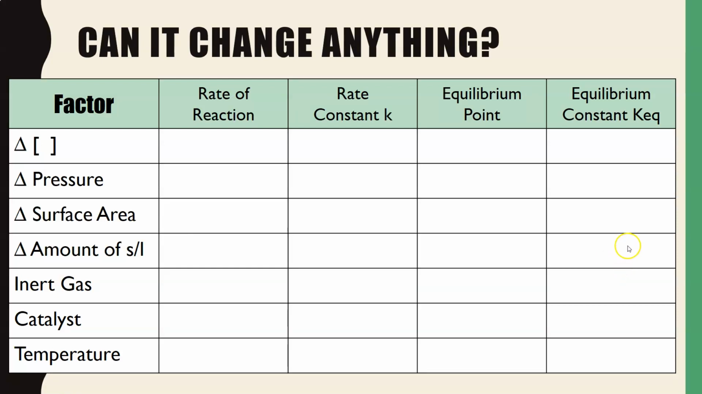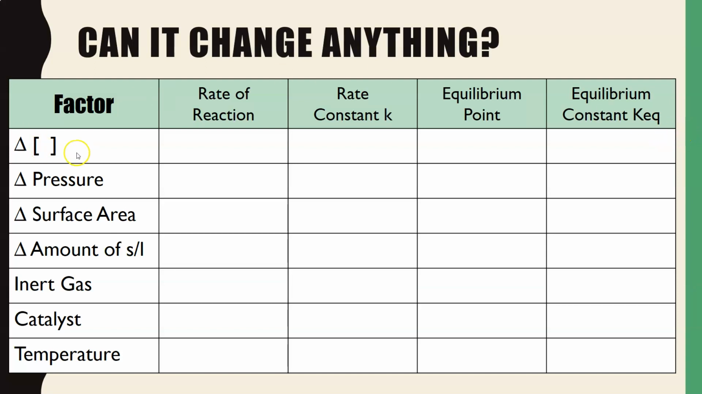So what we're going to do here is see if changing one of these factors affects these various things. We have reaction rate, rate constant, equilibrium point, and the equilibrium constant. Be careful because the rate constant is a lowercase k and the equilibrium constant is an uppercase K. You have to be a little bit careful. We have a tendency to mix up the things that change the rate versus the things that change the equilibrium. So we have to keep all this straight in our heads.